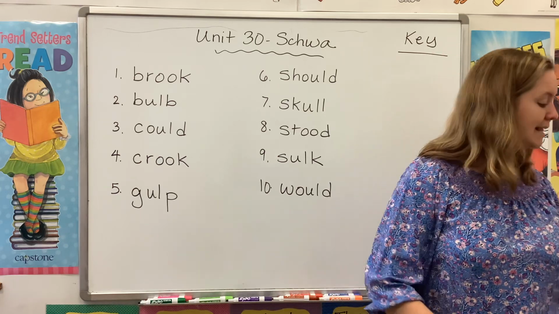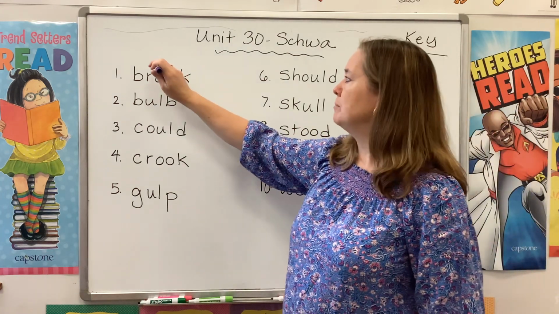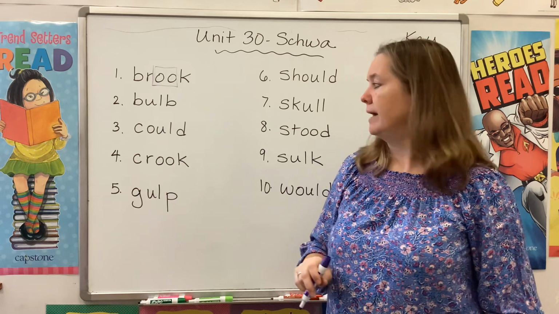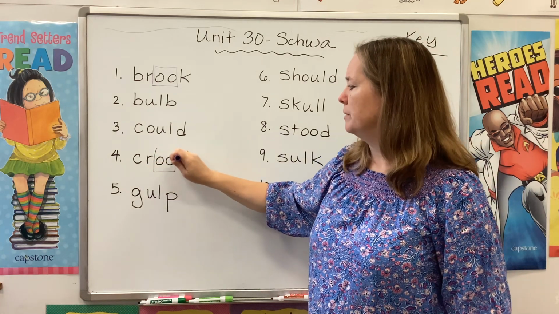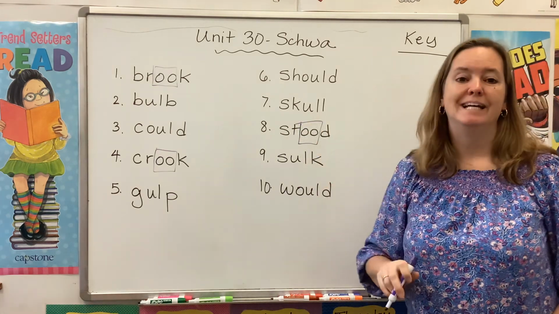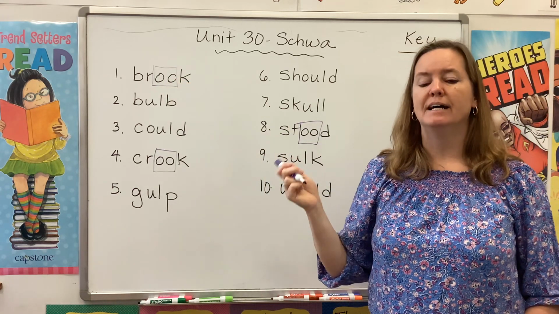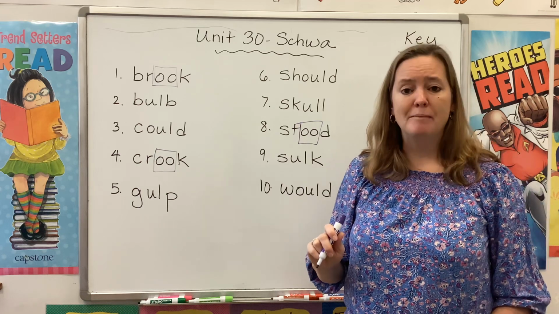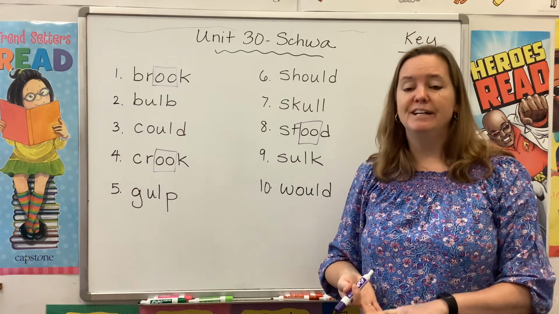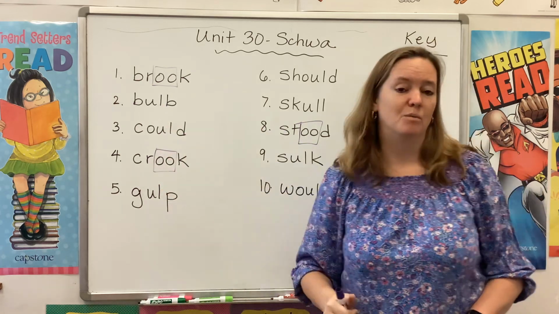Great. So let's choose a color and let's find the OO. We're going to put a box around the OO in brook. Okay? We're going to put a box around the OO in crook. And we're going to put a box around the OO in stood. In each of those words, the OO is making the schwa sound. Now, this should not be new information for you. You've seen this before in words like look and book and good and foot. So now we're just using it with slightly bigger words.